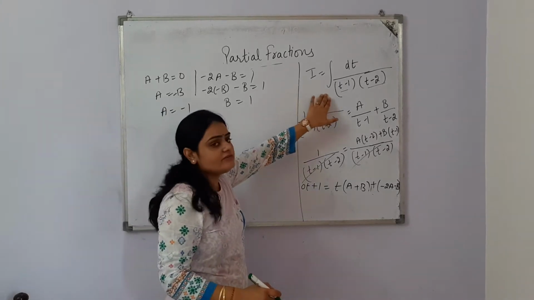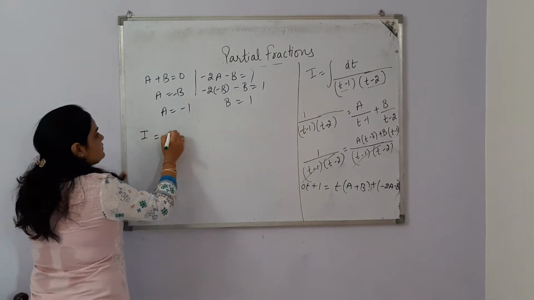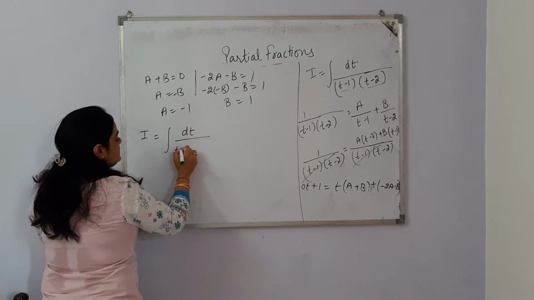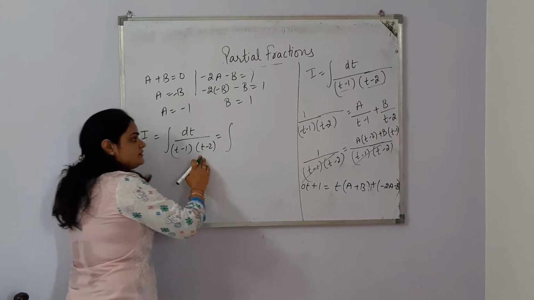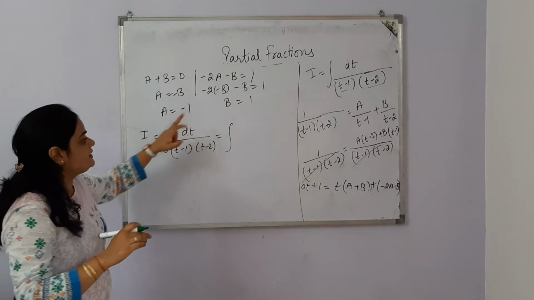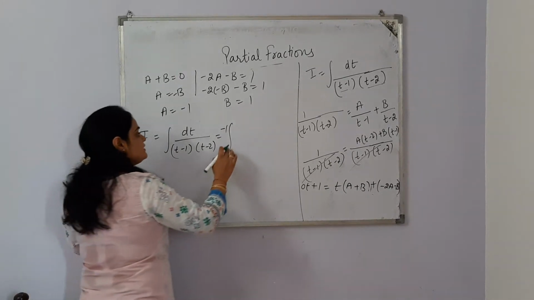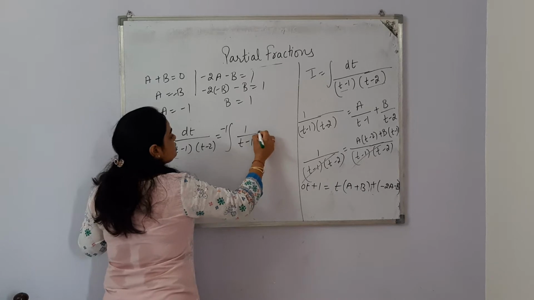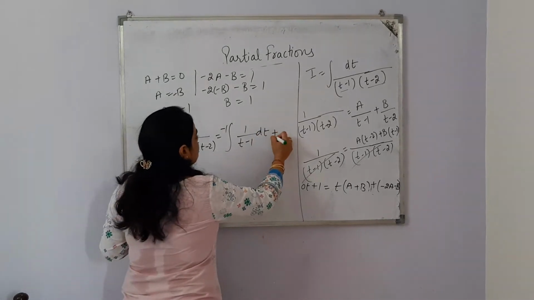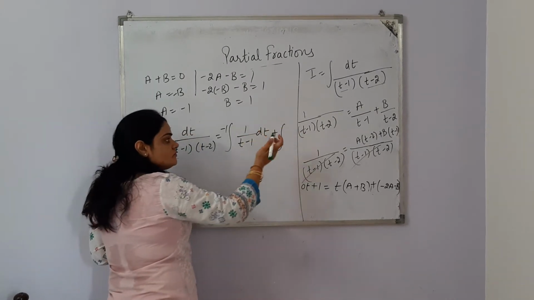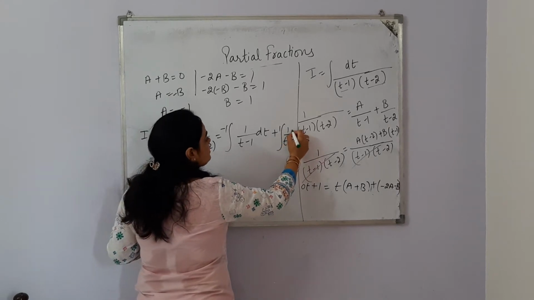Can we find the integration of this function? I is equal to the integral of dt upon (t minus 1)(t minus 2). Now we have substituted this function, a upon, what is a? a is minus 1. Minus 1 is a constant, so I am writing it outside the integration symbol: 1 upon t minus 1 dt. Of course, the t function is there, so we will integrate with respect to t. Plus b. What is b? b is 1, so I am writing it outside the integration: b times 1 upon t minus 2 dt.